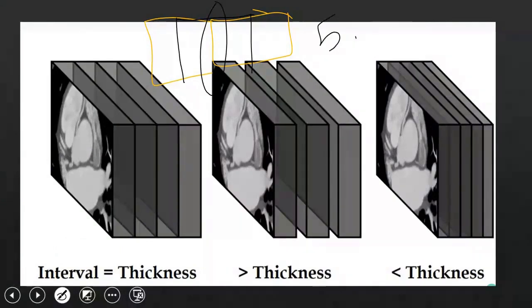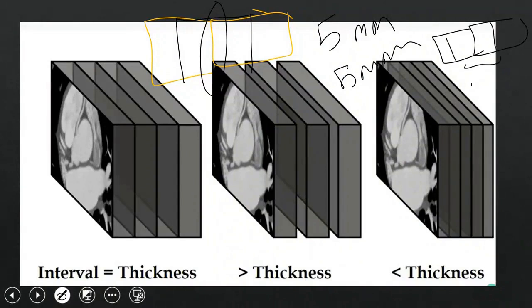So, if I take an image with a thickness of 5 millimeters and an interval of 5 millimeters, that means there is no gap between the slices. Why? Because I have 5 next to 5. The distance from the center of this one is 2.5, and the distance from the center of that one is 2.5. So that makes my 5 millimeter interval. All right. So the interval is the distance from the center of one slice to the center of the next slice.